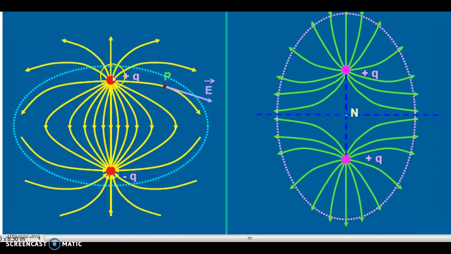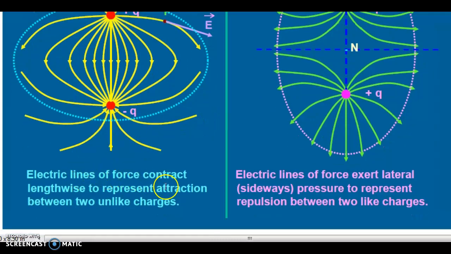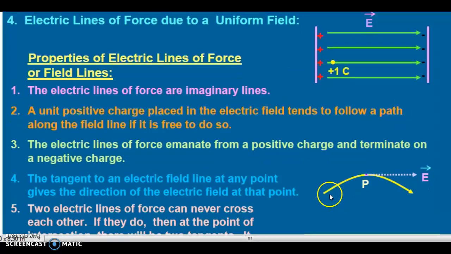Then of course these are showing some diagrams of what kind of electric field lines are there, and you see electric lines of force contract lengthwise so that they explain the attraction between unlike charges. They exert lateral pressure to explain the repulsion. The properties: the first thing is that they are basically purely imaginary lines of force. A unit positive charge placed in the electric field tends to follow the path along which the lines are moving. Electric lines of force emanate, they start from a positive charge and they terminate at a negative charge.